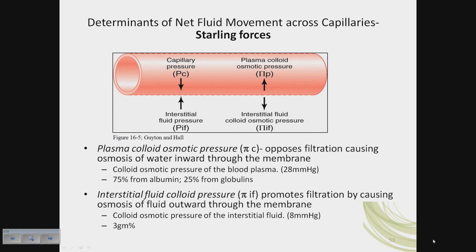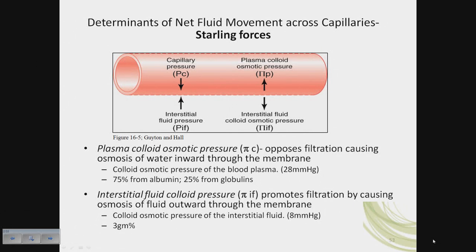Now I'll remind you, water moves for two reasons: hydrostatic pressure, the physical push on the vessel wall, and colloid osmotic pressure, or number of particles. In this case, colloid refers to the amount of particles from proteins. Colloid is a fancy name for a protein soup, proteinaceous soup. Now, the most abundant plasma protein is albumin, followed by the globulins.